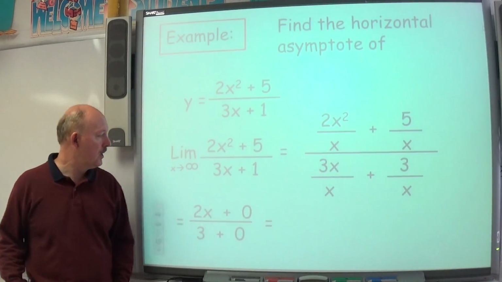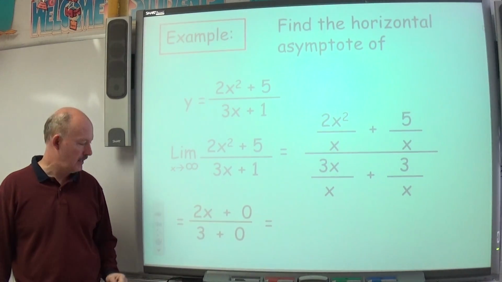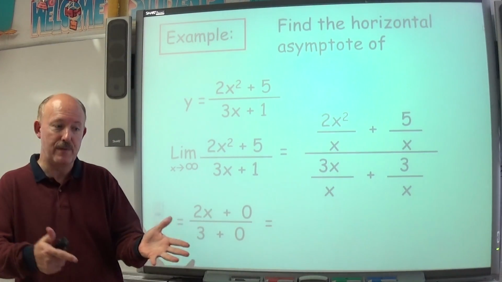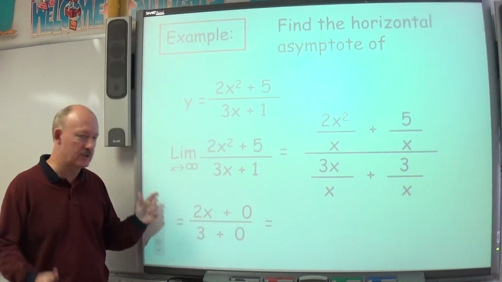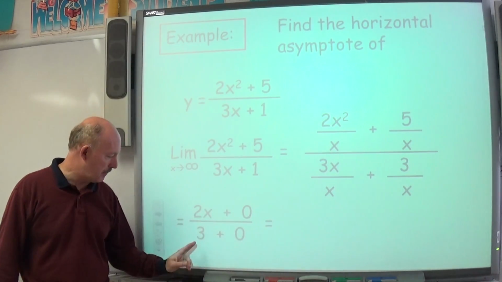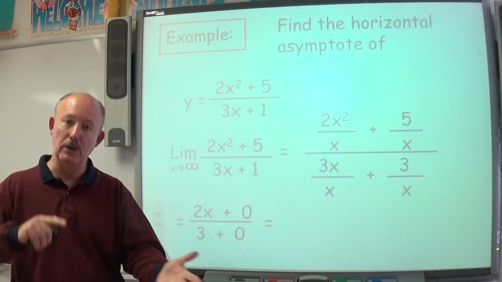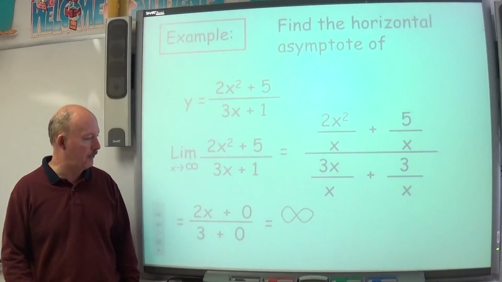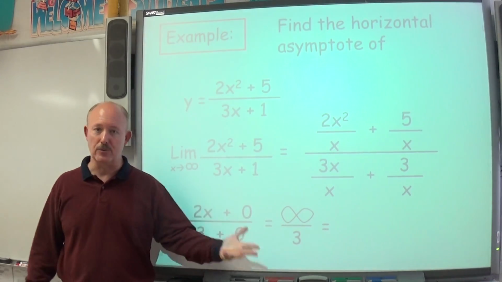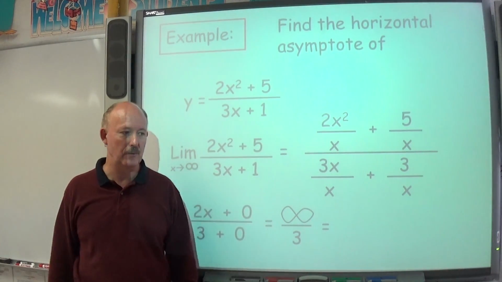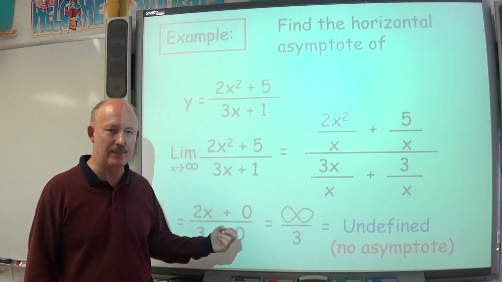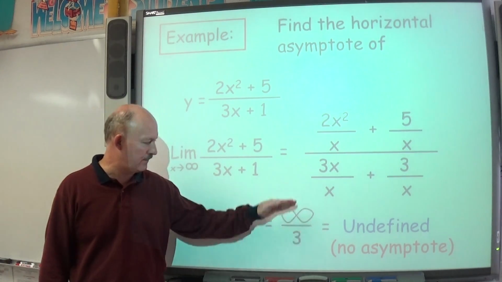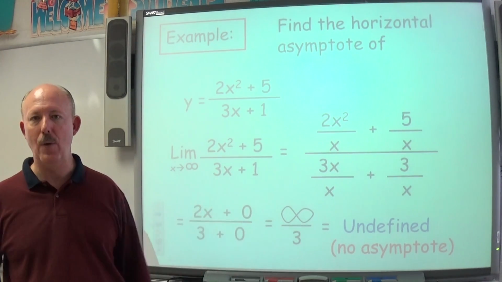Now, think about this. We're taking the limit as x approaches infinity. The x variable is in our numerator here, so the numerator is just getting bigger and bigger and bigger. The bottom of the fraction is 3, so it's still 3. It doesn't change. But the numerator is just getting larger and larger. So what you end up with is infinity divided by 3, which is infinity. That indicates this is undefined, that there's no asymptote. So you end up with infinity over 3, which indicates there's no asymptote.